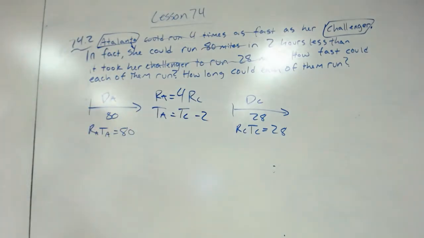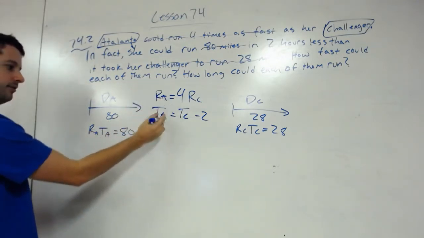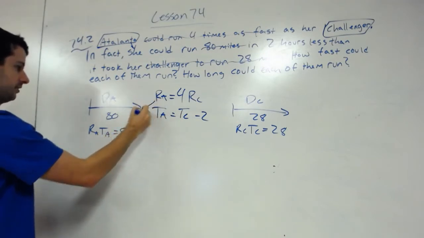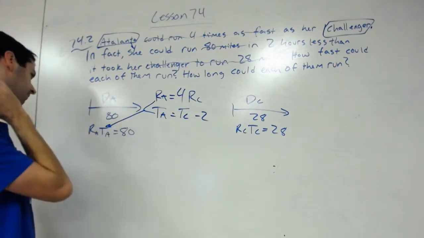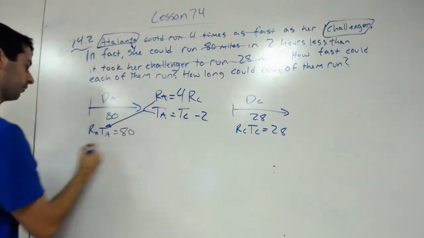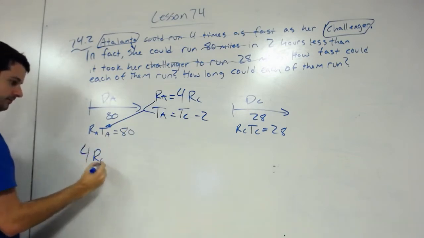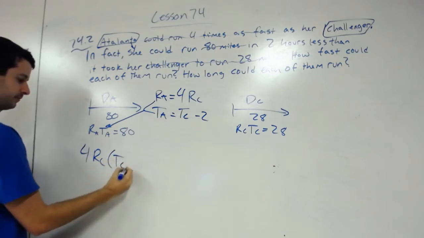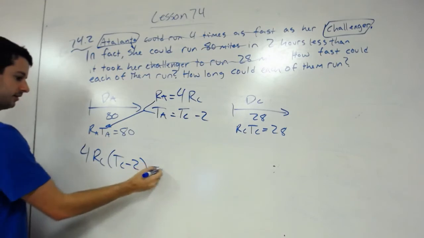Now we figure out where we can plug in. This works out nicely because we have a rate and time of Atlanta, the same variables there. So we can plug these into this equation. Sorry for all the arrows. Rate of Atlanta is 4RC, so we plug in 4RC for RA. Time of Atlanta is TC minus 2, so we plug that in for TA. And that all equals 80.